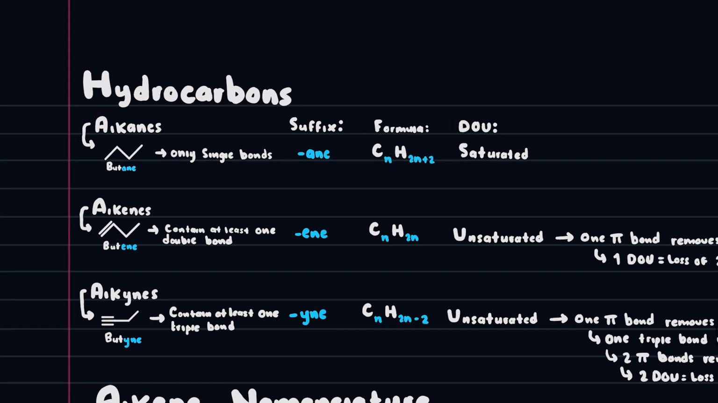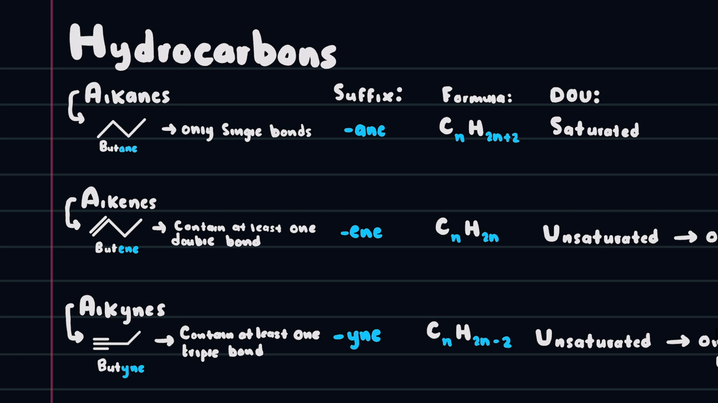Great, so alkanes, a little bit of review. They only contain single bonds or sigma bonds. As a result, you can see the molecule butane. It has 4 carbons, so we use the prefix but, and since it only has single bonds, we end it with ane, butane. Great. So that's the suffix we use for alkanes. They only contain single bonds. The formula is CnH2n+2.